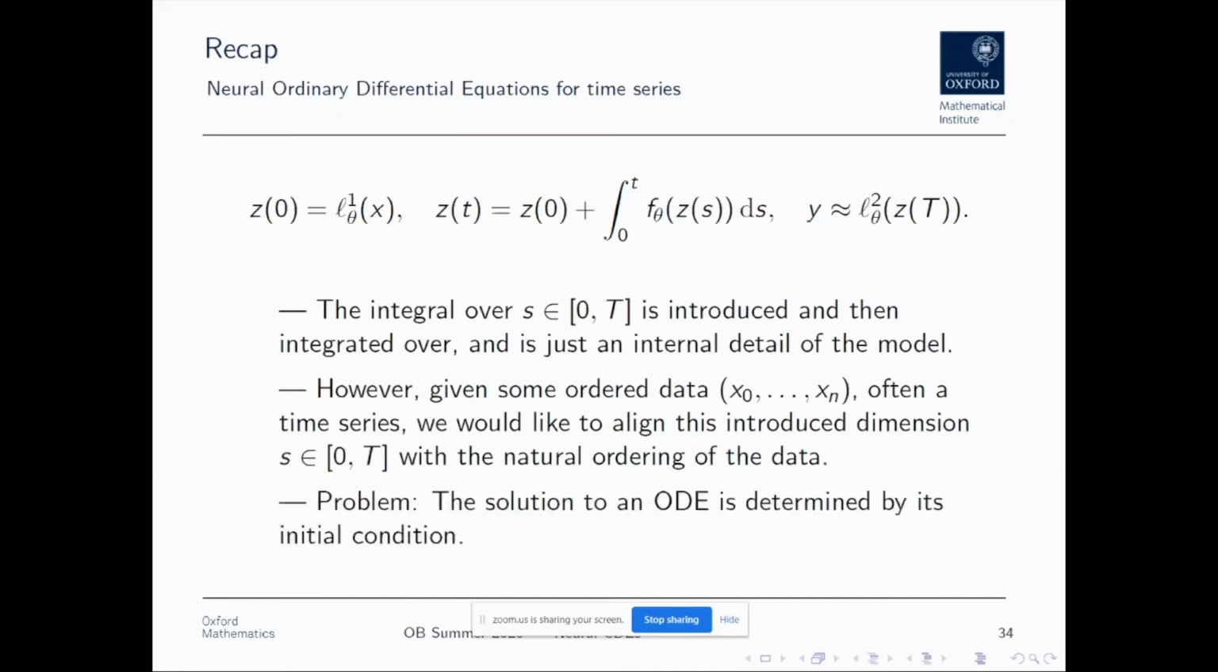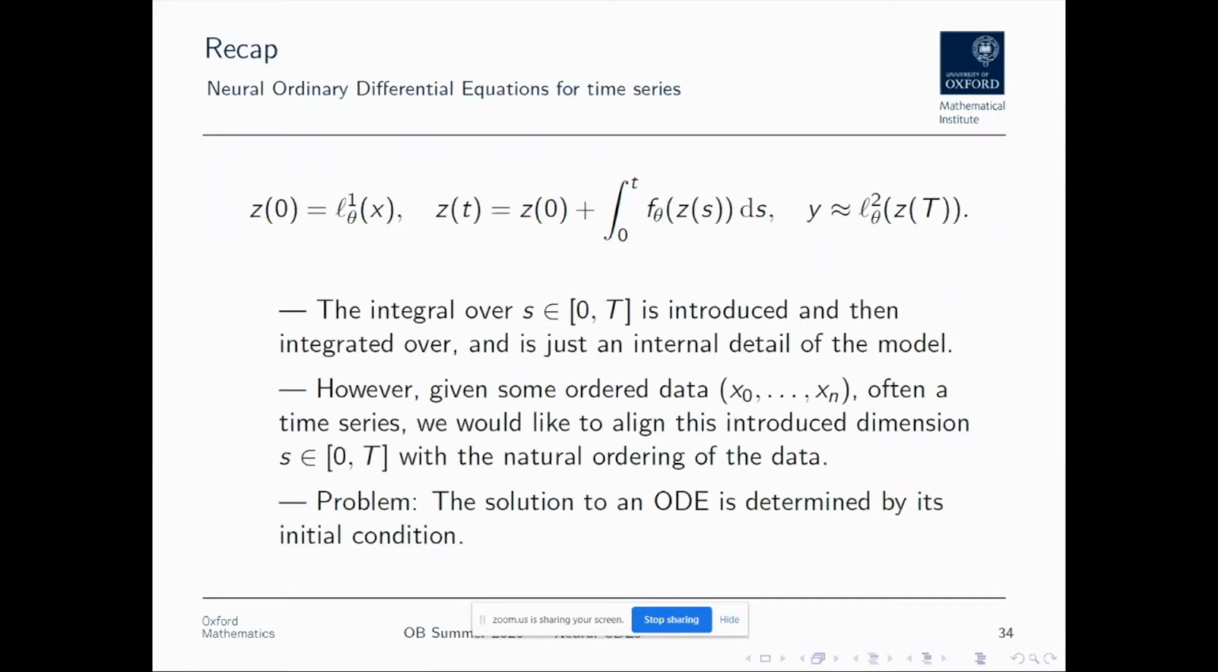But the problem with this is that the solution to an ODE is determined by its initial condition. So if we're doing this alignment, then our initial condition is going to be some function of this first piece of data x0, and then there's no way to incorporate this later information, x1 up to xn.